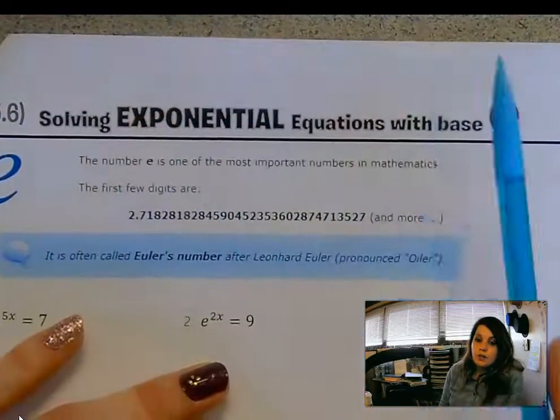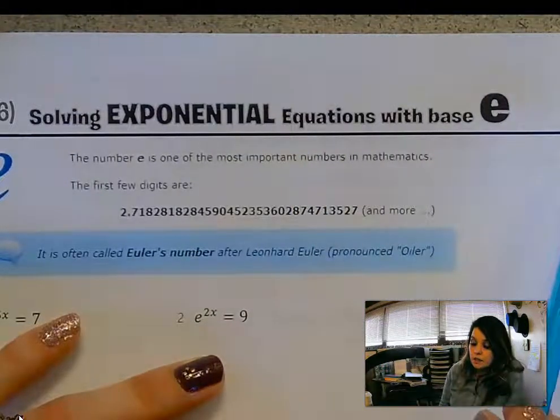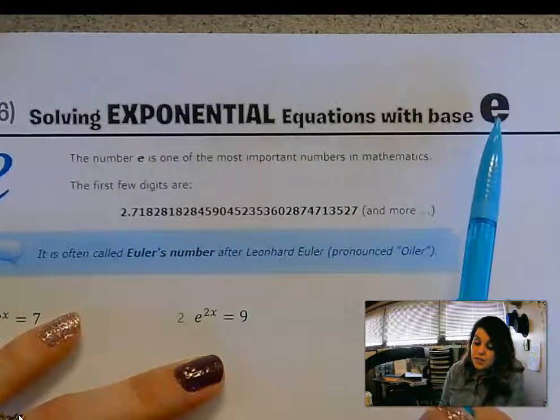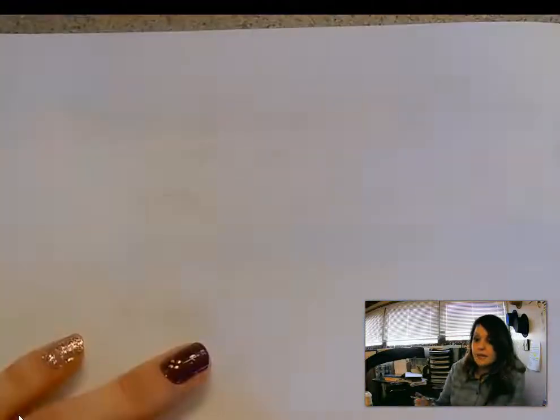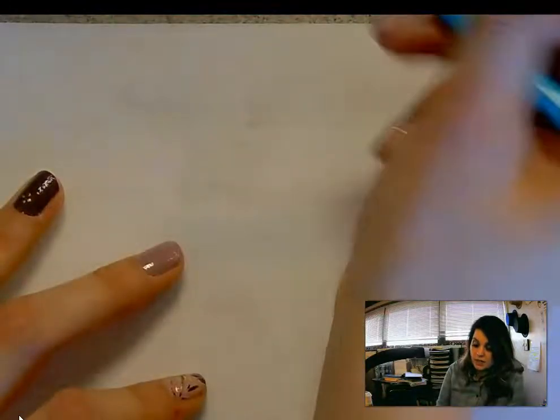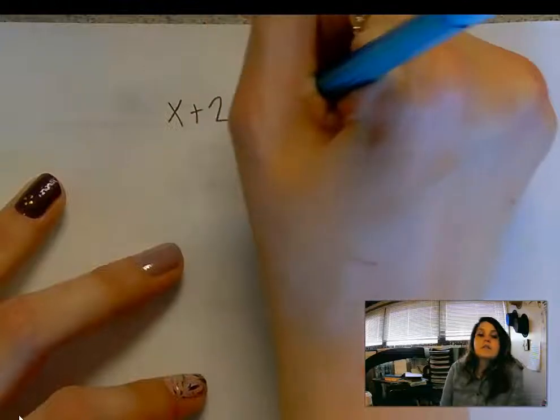We're going to focus on exponential equations that have a base of e, but to begin with, we're going to look at a number base. We're going to look at a basic equation to get an idea about how this works. So let's start with a really basic equation. Let's do x plus 2 equals 8.